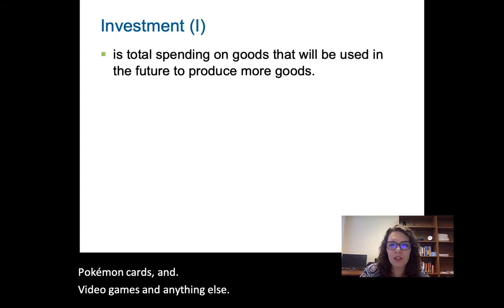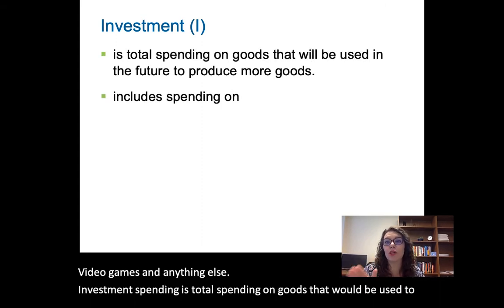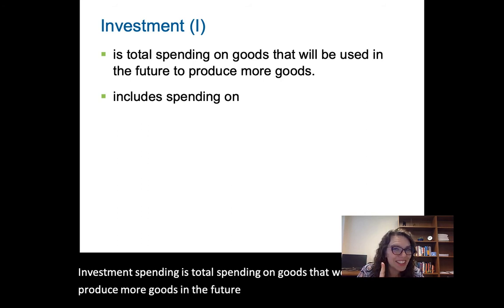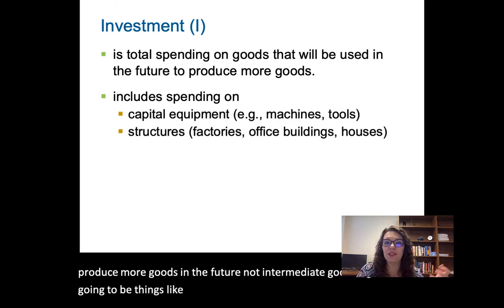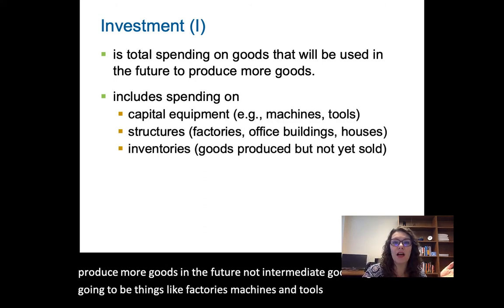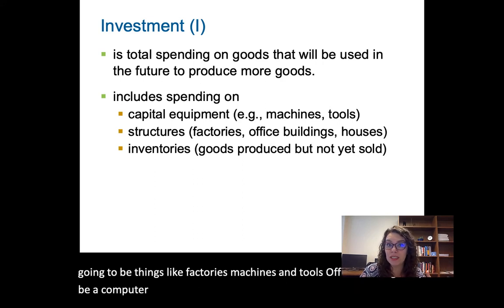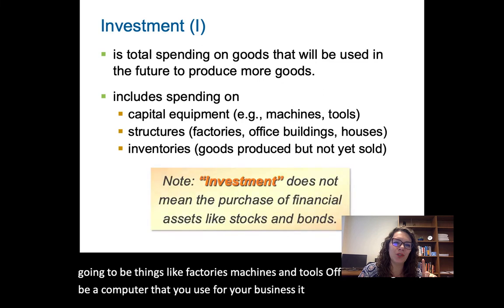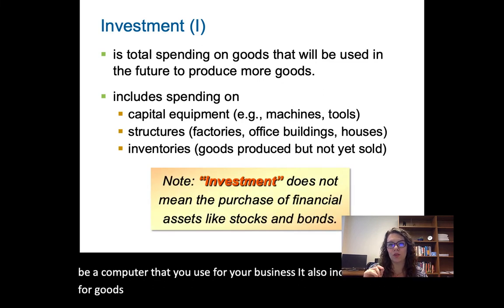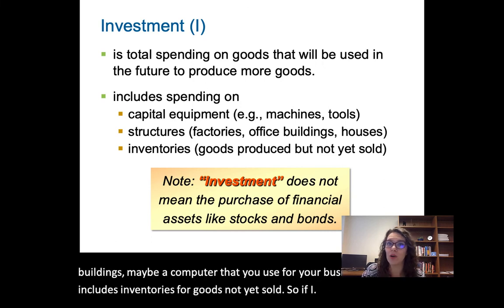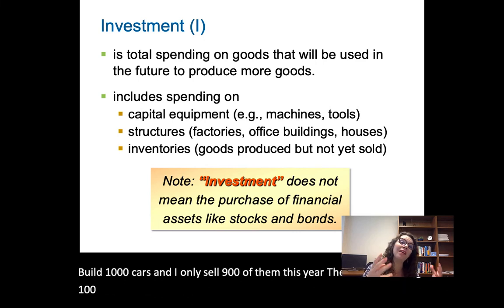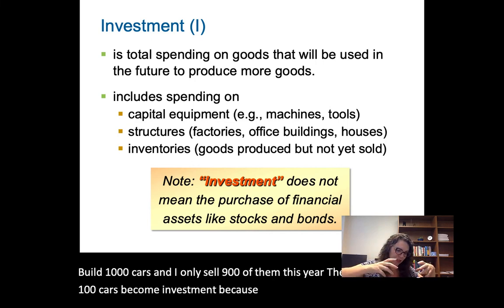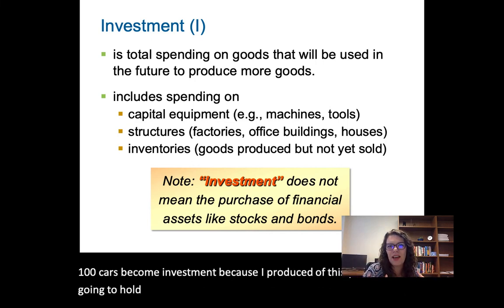Investment spending is total spending on goods that would be used to produce more goods in the future. Not intermediate goods, right? But it's going to be things like factories, machines and tools, office buildings, maybe a computer that you use for your business. It also includes inventories for goods not yet sold. So if I build 1,000 cars and I only sell 900 of them this year, then the remaining 100 cars become investment because I produced them this year, but I'm going to hold them in stock and use them later.